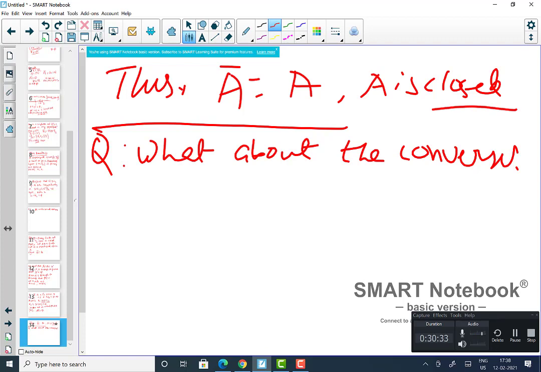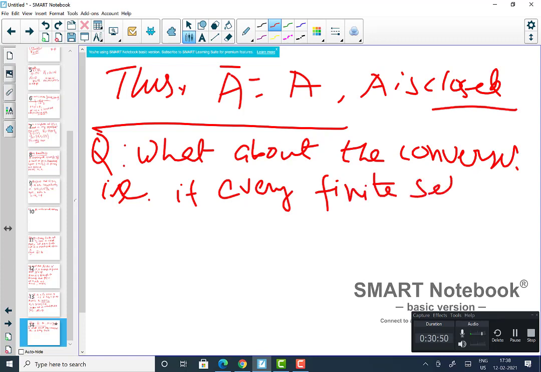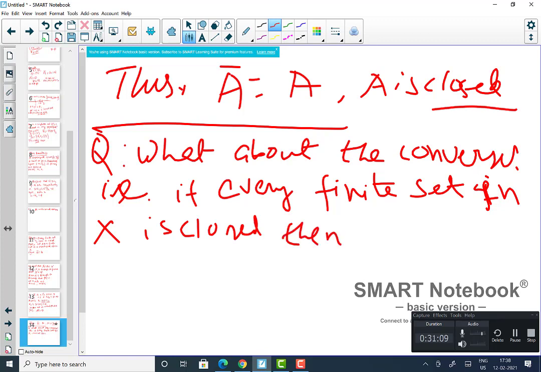So I'm asking that, if every finite subset of a set in X is closed, then X is T2. So this is my question.